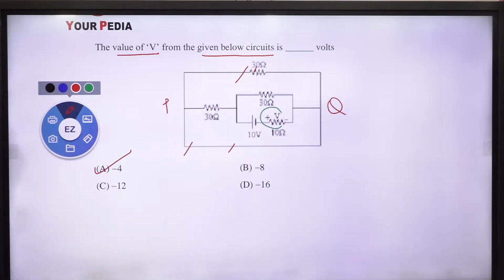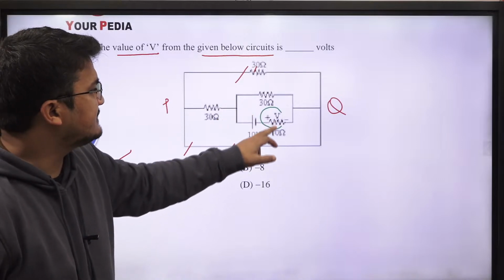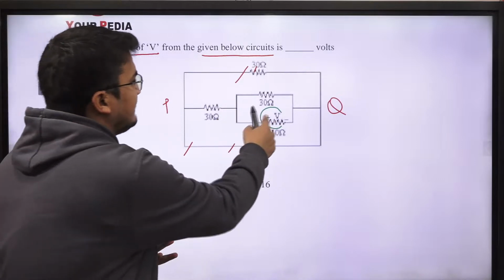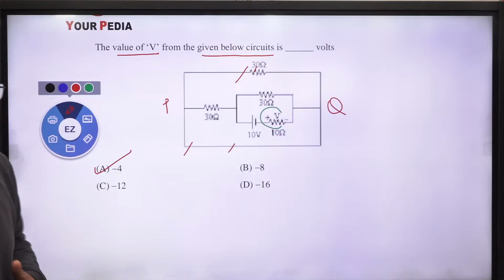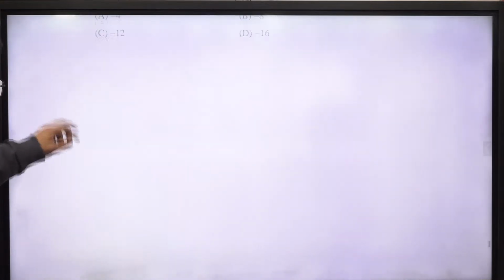Do it fast, please. This is 30 ohm, 30 ohm, 10 volt, 10 ohm. V is the drop across 10 ohm with plus sign here, minus here. This is the 30 ohm. Just as I told you people, yes, very good, voltage division rule. Answer is -4. I'm going for the solution.